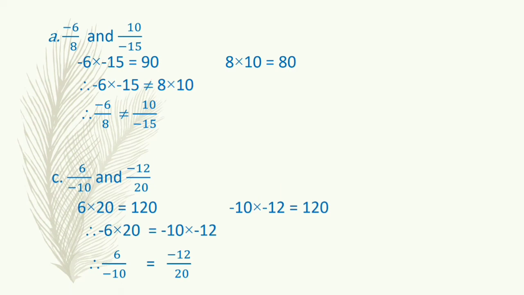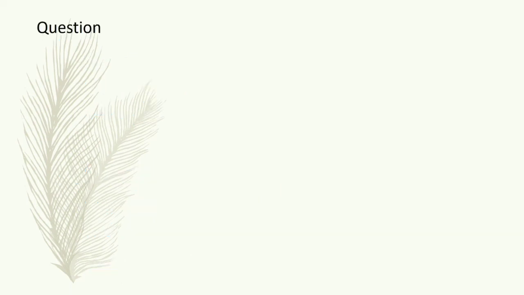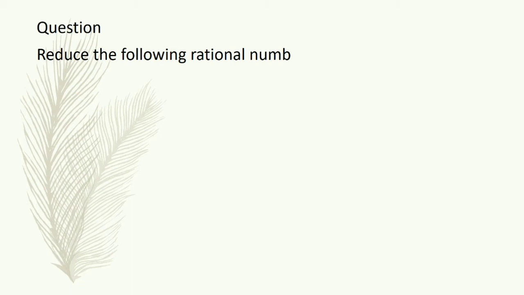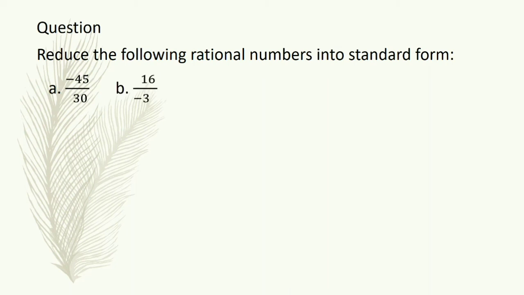Next question. Reduce the following rational numbers into their standard form. Here we have to remember that when a rational number is in its standard form, the numerator and denominator should be in their lowest terms and the denominator should be positive.